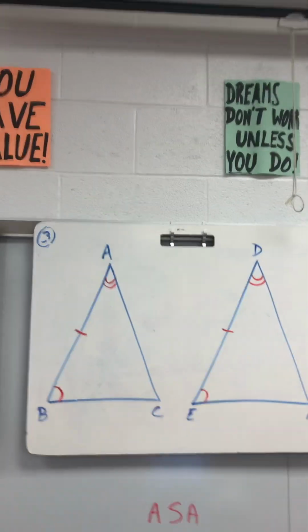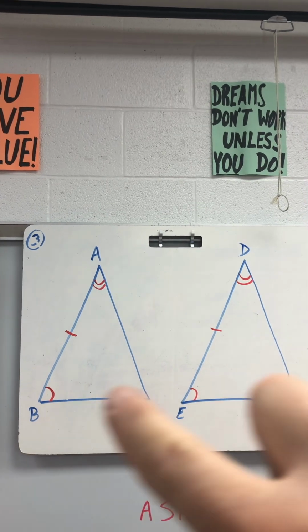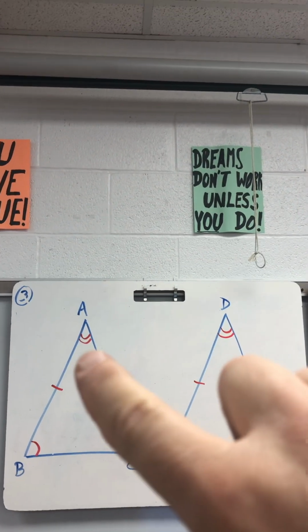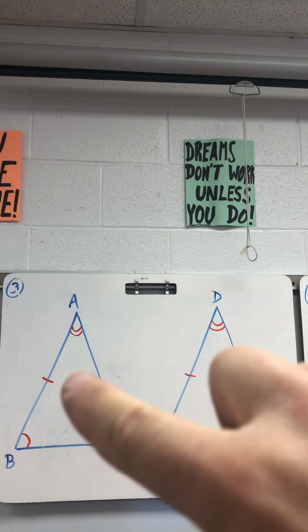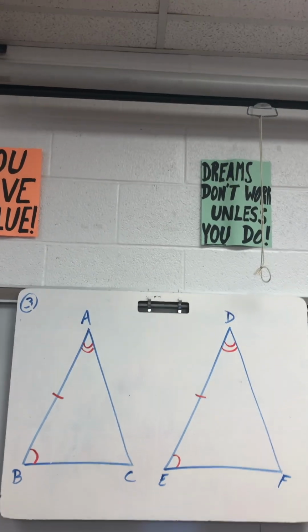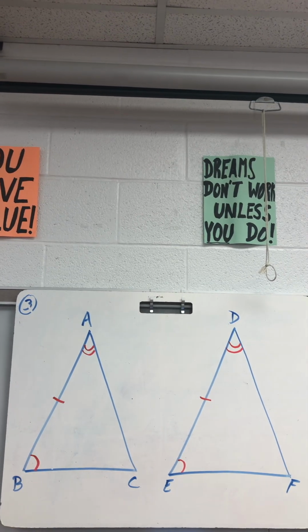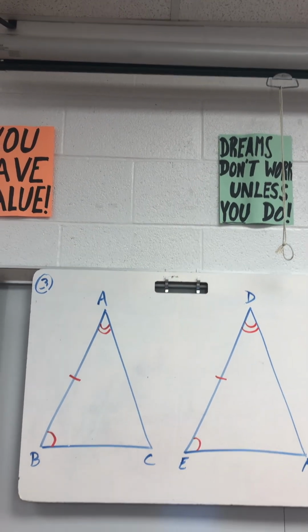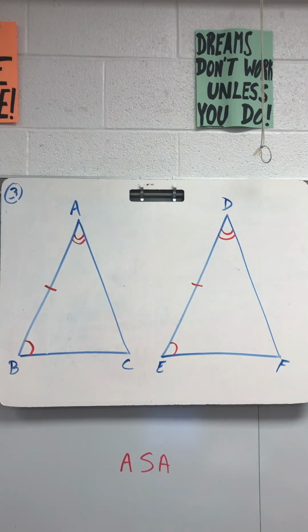Here, you have this angle equal to this angle, you have this angle equal to this angle, and the side in between the two angles are also congruent to each other. That's called angle side angle, ASA.